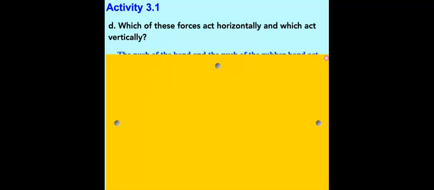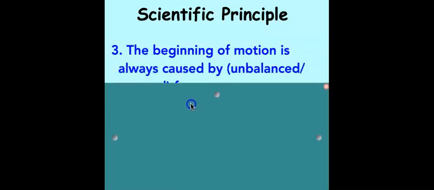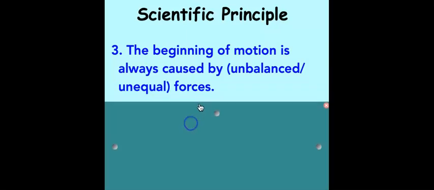All right, the last thing we want to cover today is the scientific principles. The beginning of motion is always caused by forces, and they have to be unbalanced or unequal. If they're balanced forces, it's not going to cause motion. If the tennis ball was just sitting on the table, the table is pushing back on the tennis ball and the tennis ball is pushing down on the table, but they're balanced forces, so no motion. You have to have unbalanced forces. In my case, it was me pushing the tennis ball or the rubber band pushing the marble.